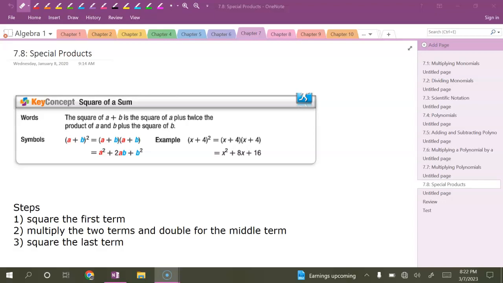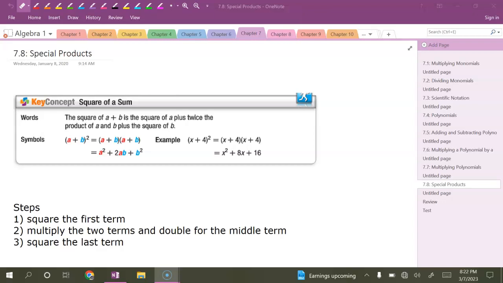Chapter 7, Section 8 is about special products that we're going to see when we're multiplying polynomials. So these are going to be very specific examples of different special cases that you're going to see when we're multiplying these different types of polynomials. Specifically, the ones that we're going to see today is when you're multiplying two different types of binomials.